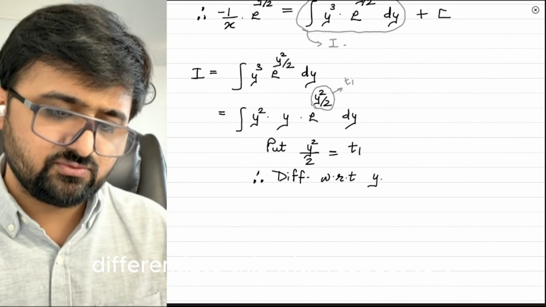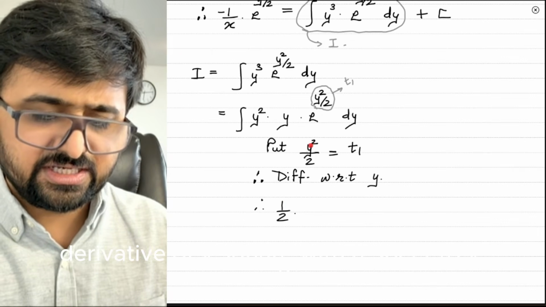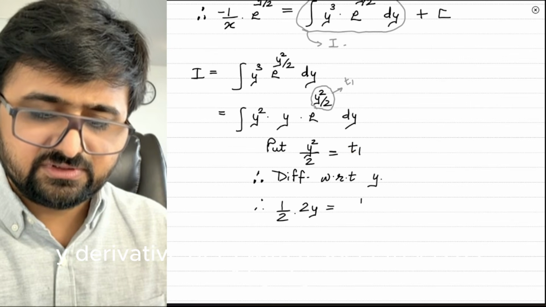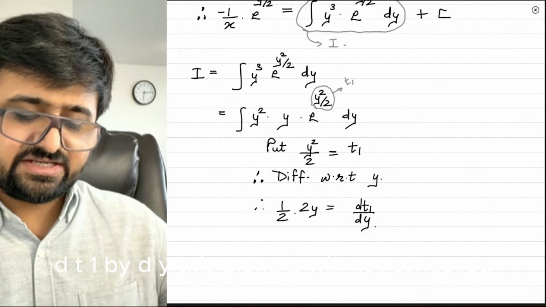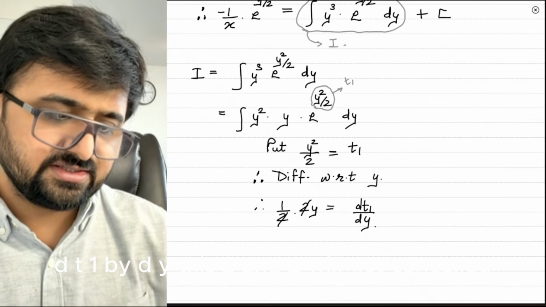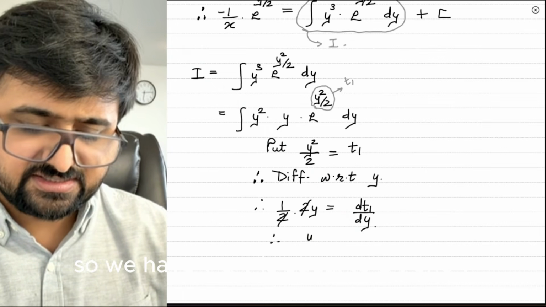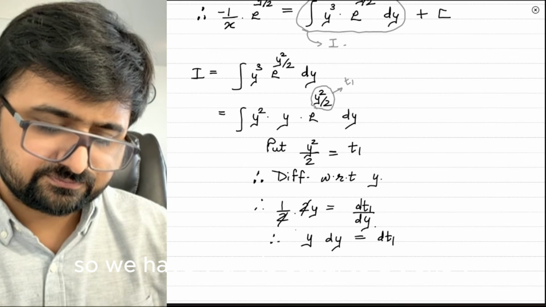Differentiate this with respect to y. So therefore, this half is constant. Derivative of y square with respect to y is 2y. Derivative of t1 with respect to y is dt1 by dy. This 2 and 2 will get cancelled. Okay, and therefore, just multiply this dy on the other side. So we have y dy is equal to dt1.